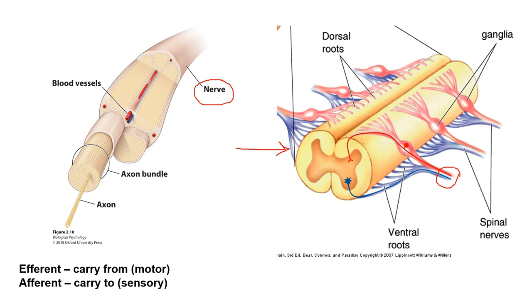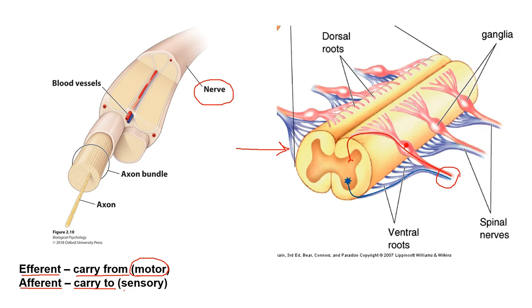Another way to think about this is the nerves are carrying efferent and afferent extensions. Efferent extensions are those that are carrying information from the central nervous system to the rest of the body, and they tend to be motor in nature. And afferent are the ones that are carrying information from the body to the central nervous system, and they're often sensory in nature.